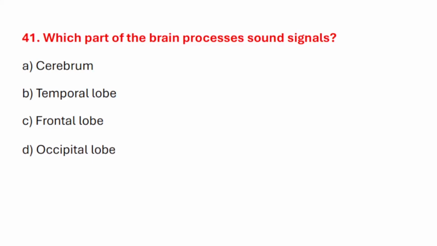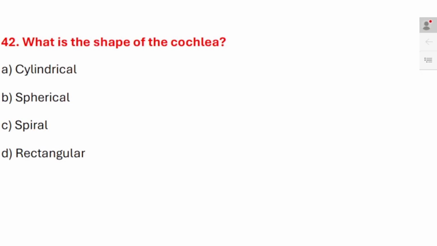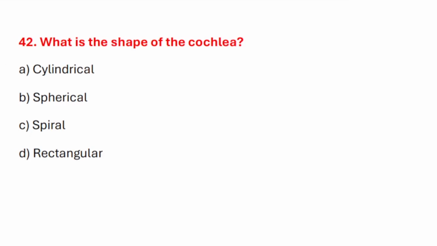Question number 41. Which part of the brain processes sound signals? Correct answer is option B, temporal lobe. Question number 42. What is the shape of the cochlea? Correct answer is option C, spiral.